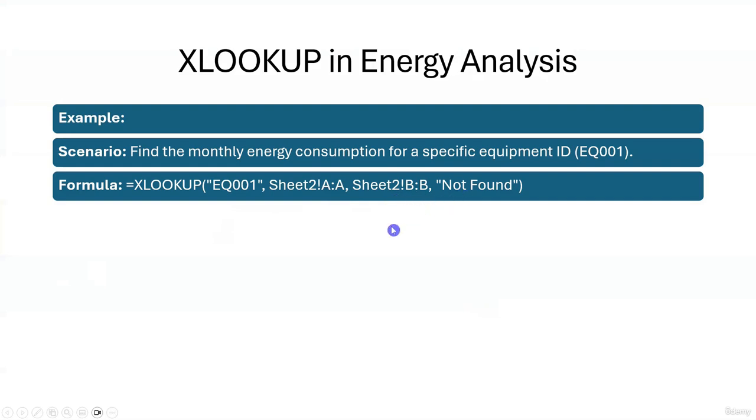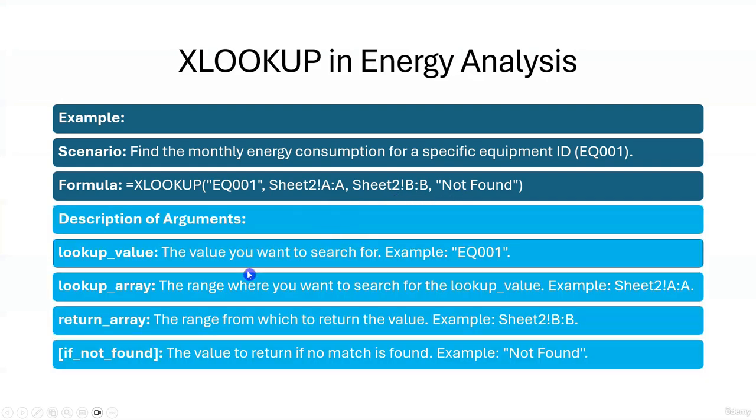Here you are telling Excel to look for EQ001 in column A, this is A:A, and return the corresponding value from column B. So if it doesn't find a match, it will return "Not found". It's easy, right?